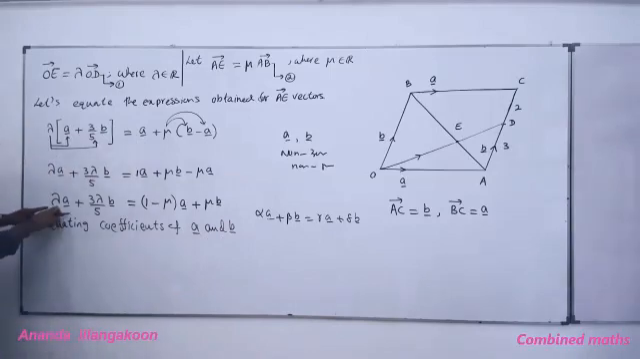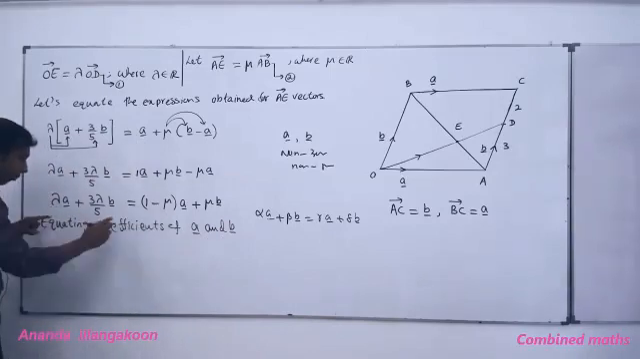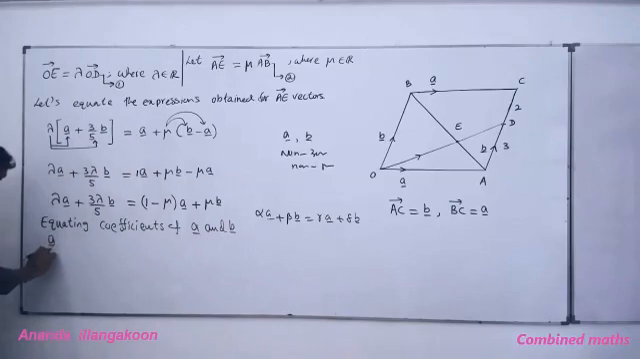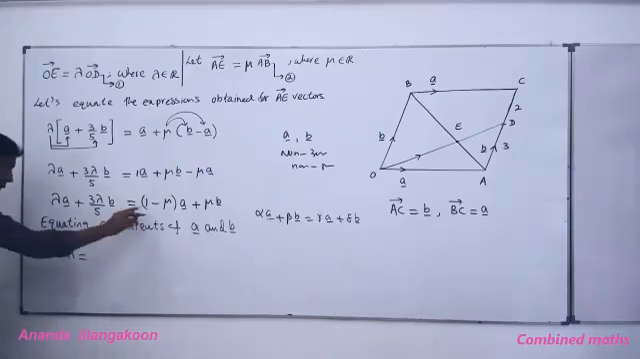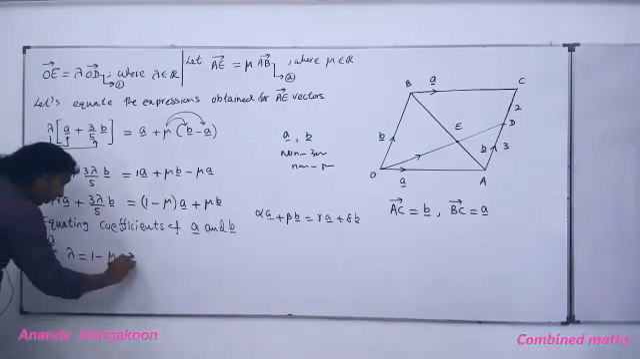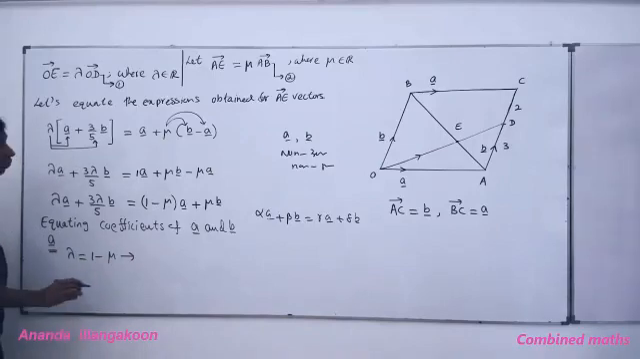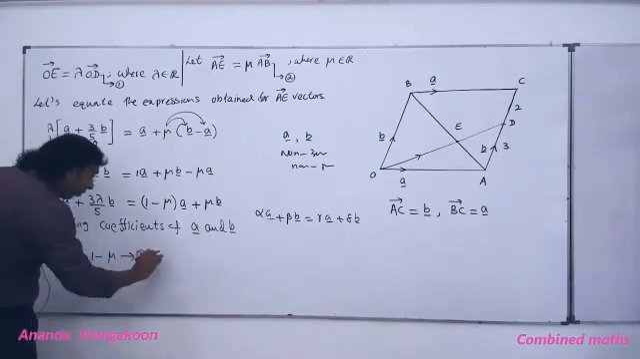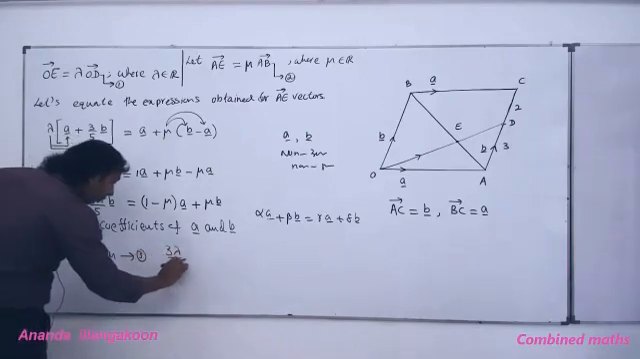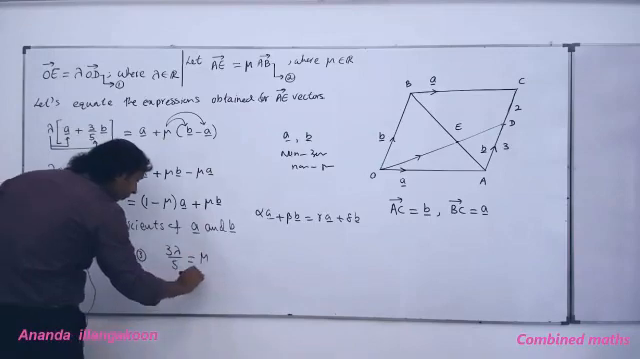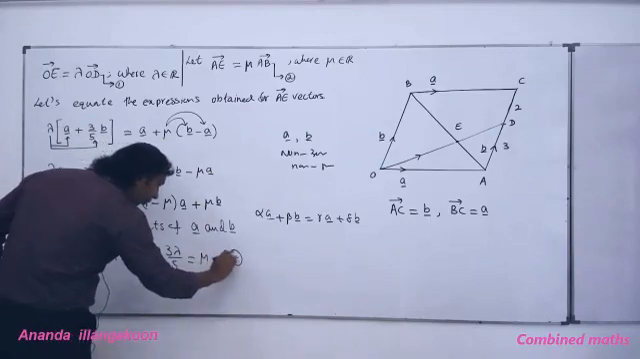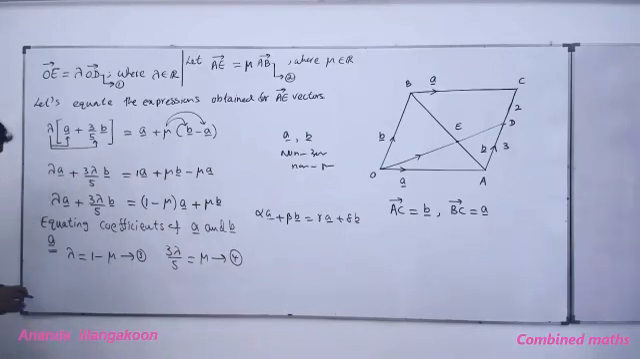Here on the right hand side you get 1 minus mu. The a vector coefficients can be equated: lambda should be equal to 1 minus mu. Let us take this as equation 3. The coefficients of b: left hand side 3 lambda by 5, right hand side is mu. That is equation 4. Now by solving 3 and 4, we can get the values of lambda and mu.